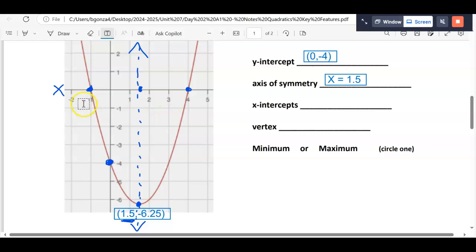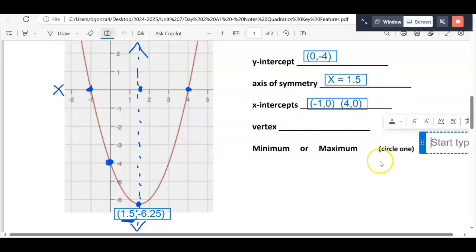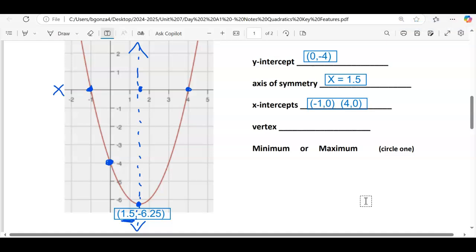Now, what's the x-intercept? I see one right here. I see one right here. -1, +4. But you got to write it as a coordinate point. X comma y. So check it out. (-1, 0) and (4, 0). That'll do. Does that make sense that we have an x-intercept here, (-1, 0), and an x-intercept here, (4, 0)? There is sometimes more than one x-intercept.